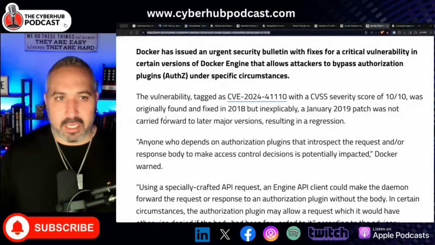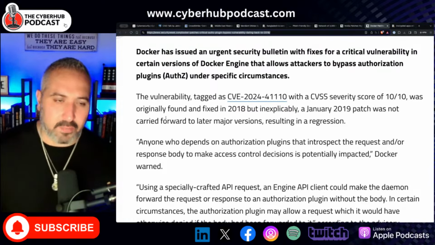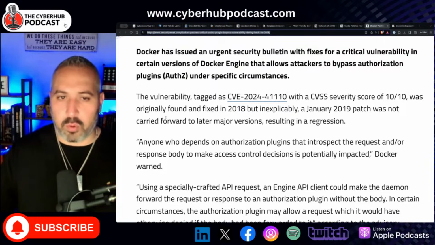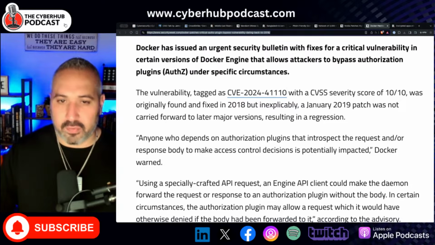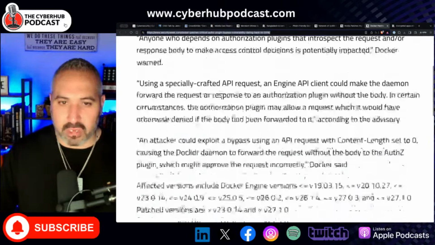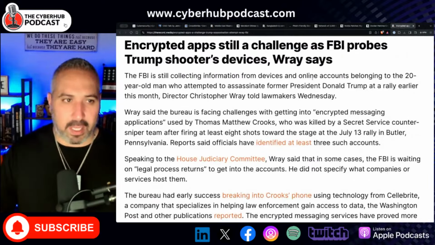Docker, for their end, issued an urgent security bulletin with fixes for a critical severity vulnerability in certain versions of Docker Engine that allows attackers to bypass authorization plugins under specific circumstances. The vulnerability, tagged CVE-2024-41110 with a CVSS score of a perfect 10, was originally found and fixed in 2018, but a January 2019 patch was not carried forward to later major versions, resulting in a regression. They've now issued an emergency patch. You want to make sure you get that done as well.